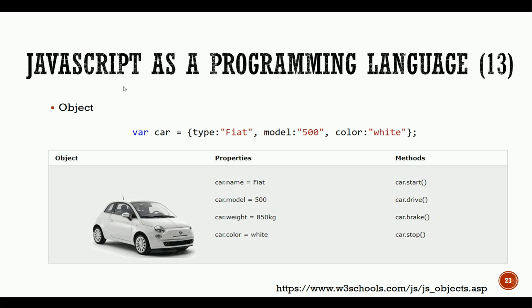A car, as you see in the pictures, has properties like weight and color, and methods like start and stop. So all cars have the same properties, but the property values can differ from car to car. All cars will have the same methods, but the methods are performed at different times. Object properties are accessed through dot notation.